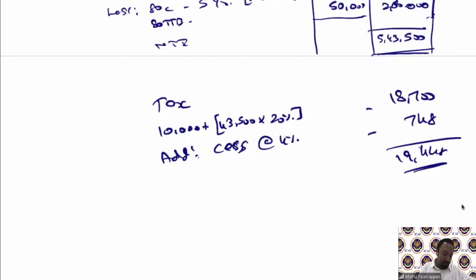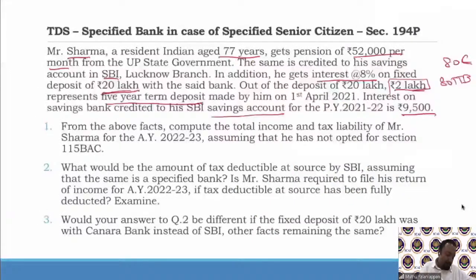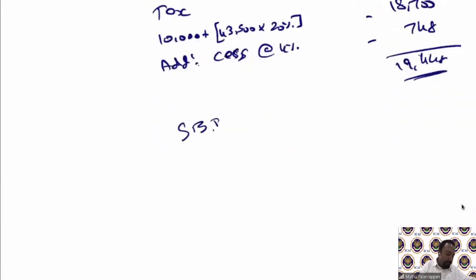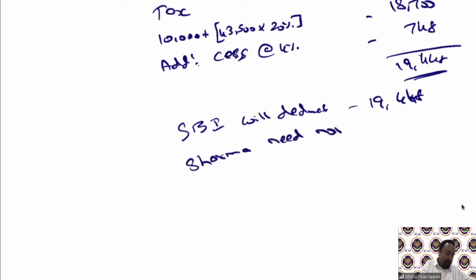So now the bank, what would be the amount of tax deductible at source by SBI, assuming the same specified bank? Is Mr. Sharma required to file his return of income? So SBI will deduct 19,448 only. Sharma need not file return. That is the provision. So whatever we have discussed now, basically he need not file the tax return.